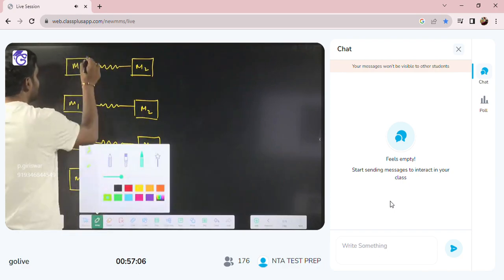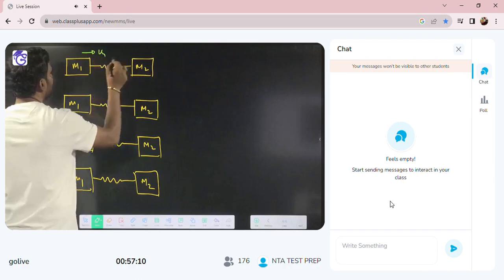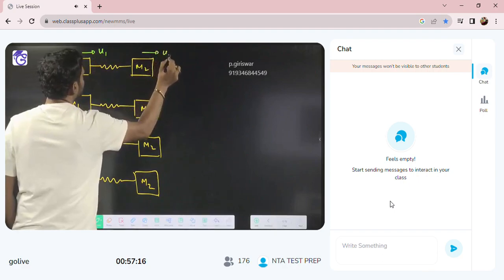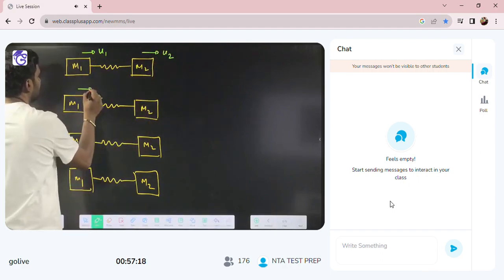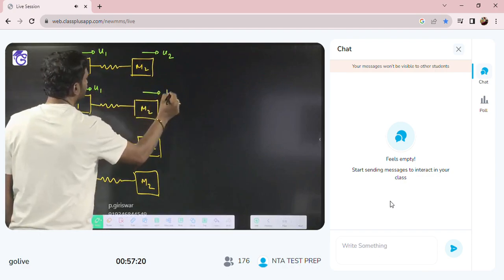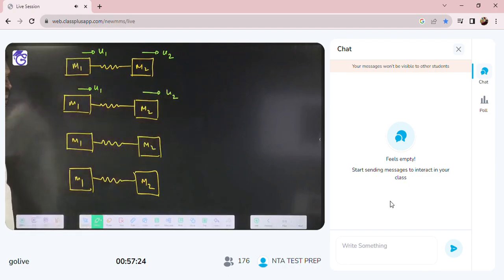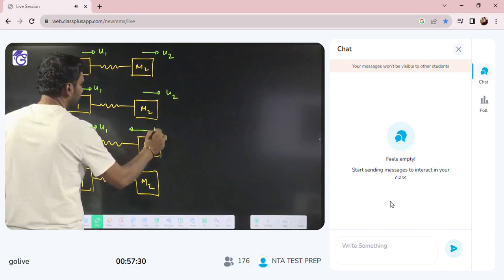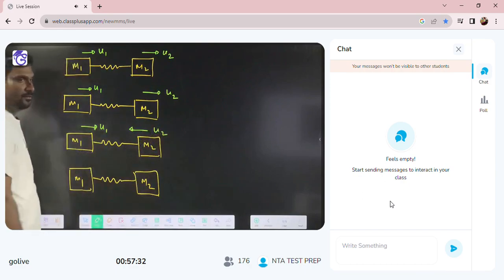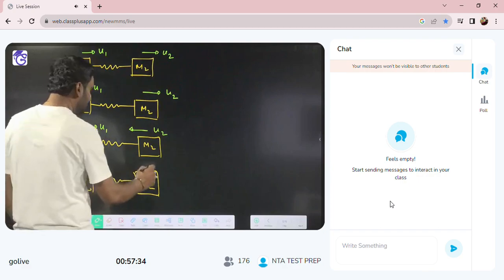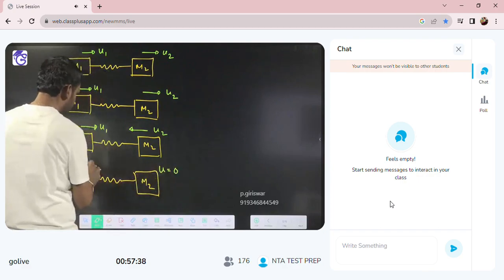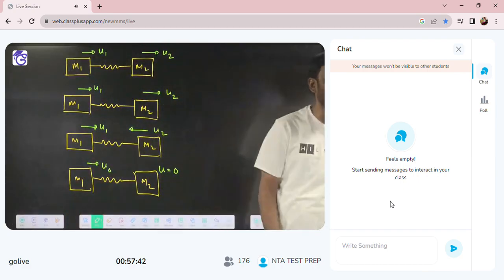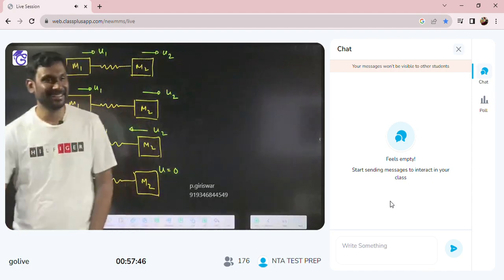In the first case, this is moving with u1, and this is moving with u2. Second case, moving with u1, moving with u2. Correct? Third case, moving with u1, moving with u2. Fourth case, this is equal to 0, this is equal to u0. Now it's done, so let's go through them.